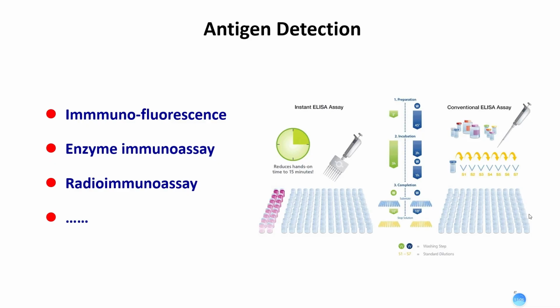And previously, people used a lot of radioimmunoassay to label the immunoreaction with radioactive material. But nowadays, we don't use such methods a lot. At least as I know, in China, it's not popular anymore because using radioactive material is kind of dangerous sometimes. So this is antigen detection.